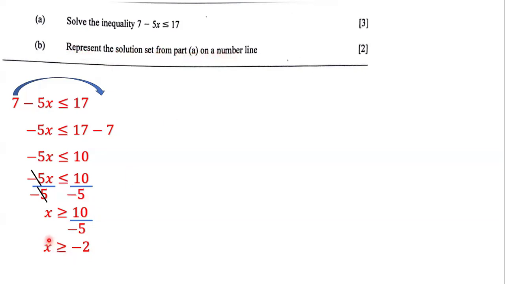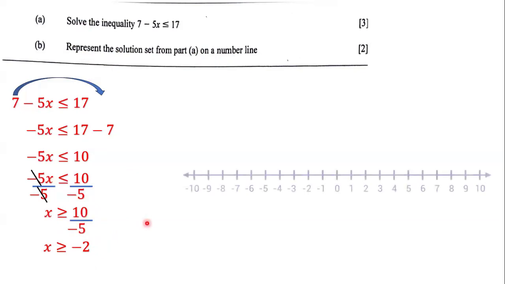Notice that we have that x is greater than or equal to negative 2. And so here we have our number line, and we're going to look for negative 2. And so this is negative 2. And we're going to put a circle that is shaded on top of negative 2. The reason is because we have this line at the bottom. This line at the bottom indicates that we have to shade in the circle.